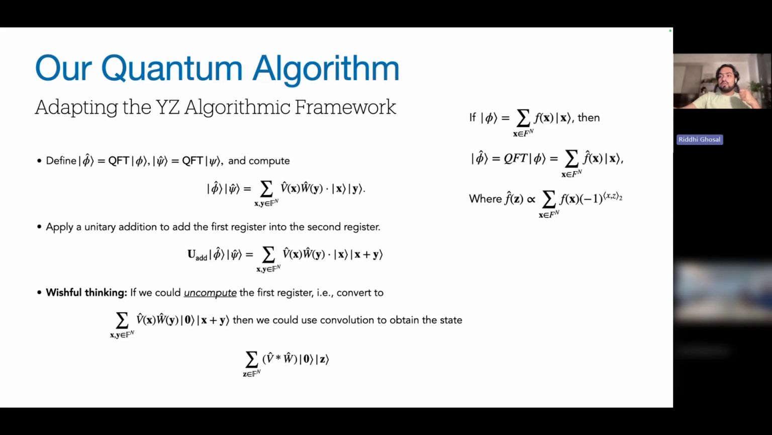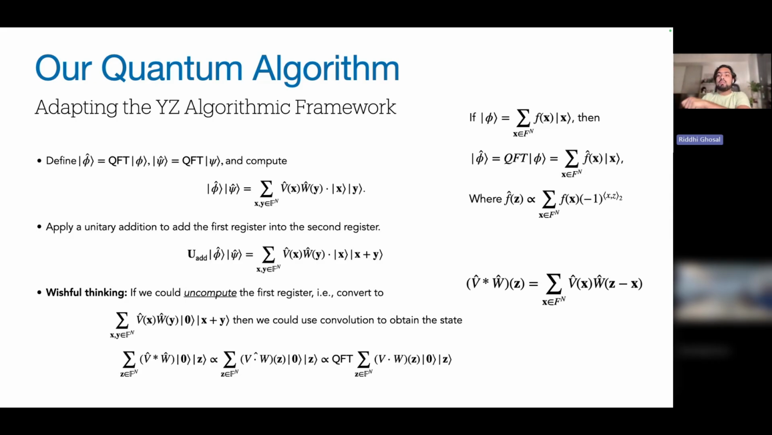For example, you can use convolution to convert this into this v hat star, w hat star state. This is just like a standard convolution result. And this state turns out to be exactly equal to the QFT of the coordinate-wise product that we are looking for. Right? So if you can uncompute and extract that x out of this state completely, then we are pretty much there from what we want, right?